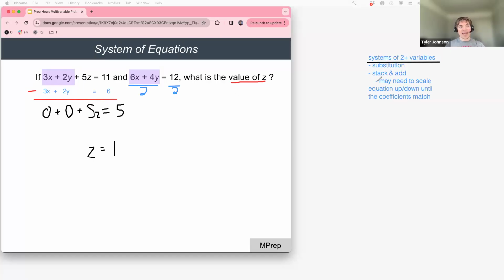So the whole point of this stack and add technique is that you're trying to get some variables to cancel out to 0. And in order to do that, you need to match up those coefficients. So either scale an equation up or down until those coefficients match. Once they do, just line them up and then add or subtract until they cancel out to 0.